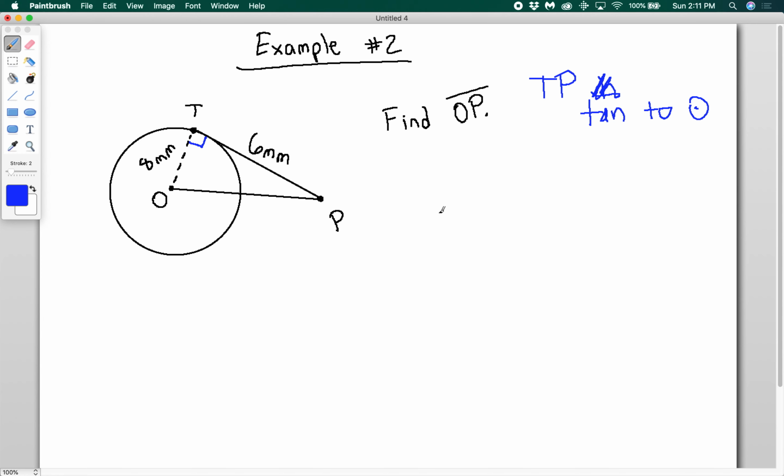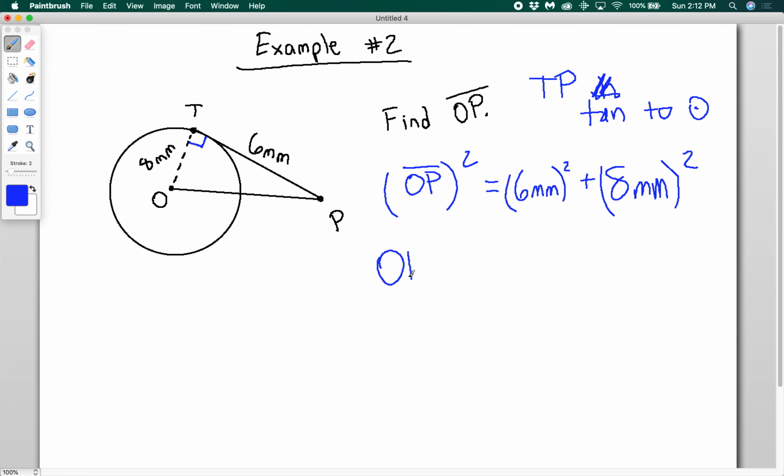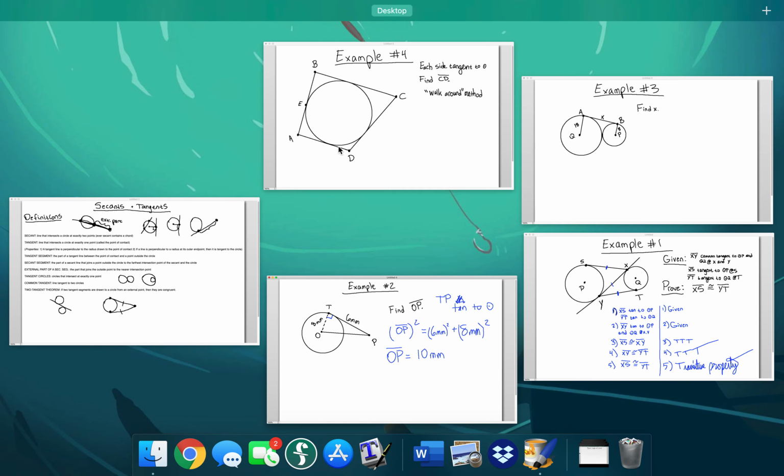And once I know this is a right angle, I can use the Pythagorean theorem, right? I can just say that OP squared is equal to 6mm squared plus 8mm squared. So therefore, line segment OP is going to be equal to 10mm. Great. Actually, exactly 10mm. Cool. So that's number 2, where this kind of right angle theorem is helpful.